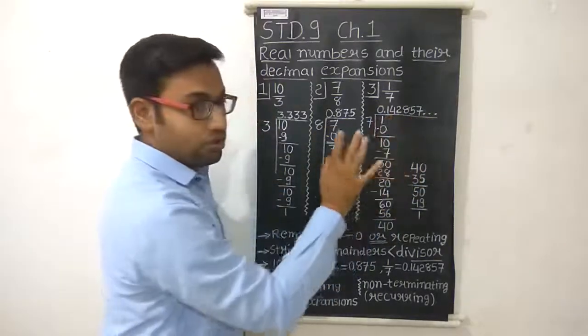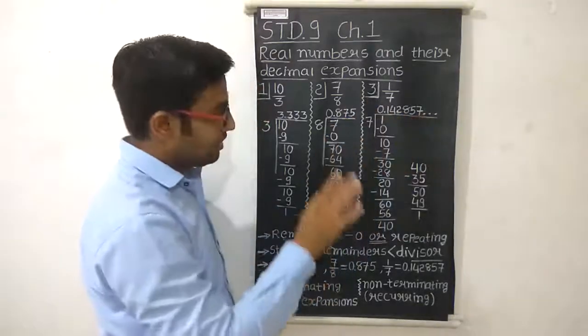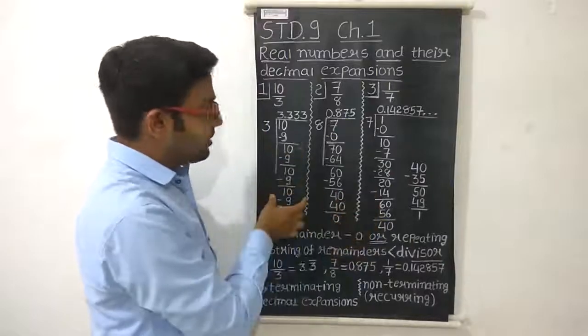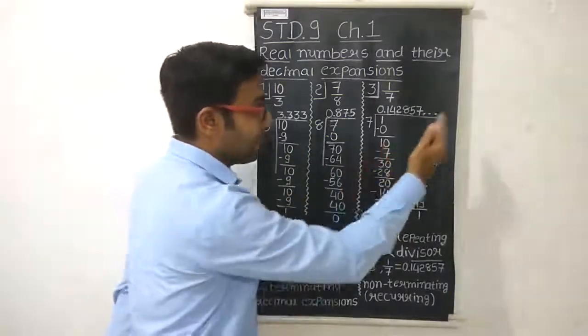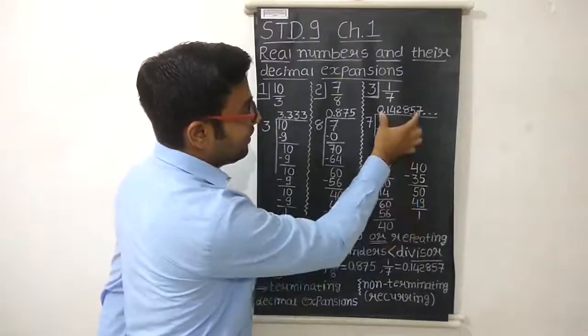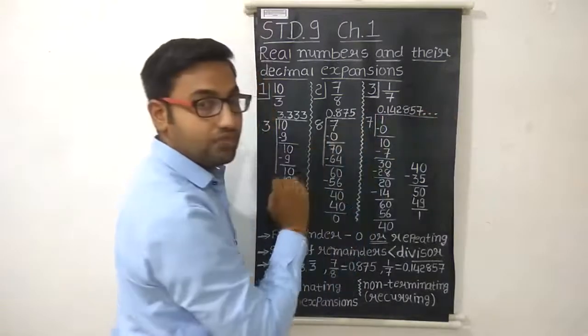So the quotient now is 0.142857. This is not perfectly divided, in the same way as the first example. This continues, so if we divide further, we get these same digits again.